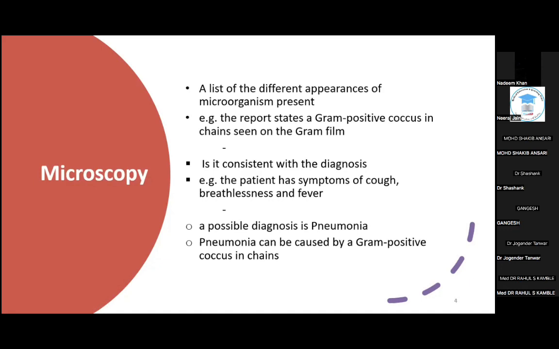A list of different appearances of the organisms are also mentioned in the microbiology report. For example, a report that states gram-positive cocci in chains on the gram film. Now, let's understand how it is consistent with the diagnosis. If the patient has signs and symptoms of respiratory tract infection like cough, breathlessness, and fever, and the possible suspected diagnosis is pneumonia, then it is in parallel with our microscopy report of gram-positive cocci in chains, because gram-positive cocci in chains means it's a streptococcus, it indicates streptococcus species. So our diagnosis of pneumonia is in correlation with the microscopy finding.